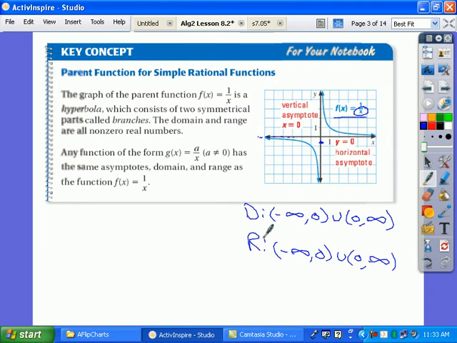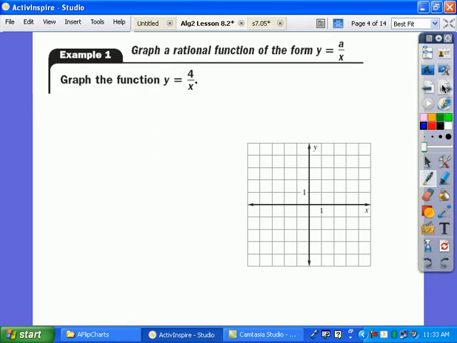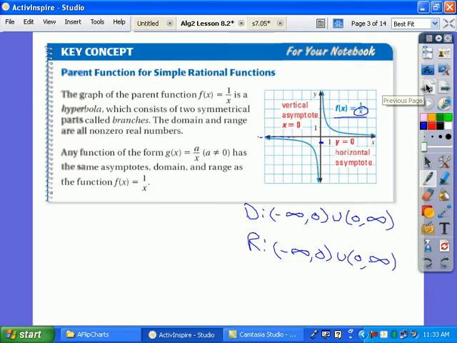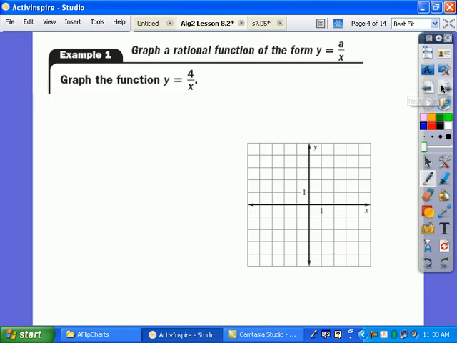So here we're going to graph the function y equals 4 over x. This is going to have the same domain and range as the parent function. It's going to have the same asymptotes. Notice this, any function of the form a over x has the exact same asymptotes, domain, and range as this function. Okay, so that means we're going to get an asymptote here. We're going to get a vertical asymptote here.